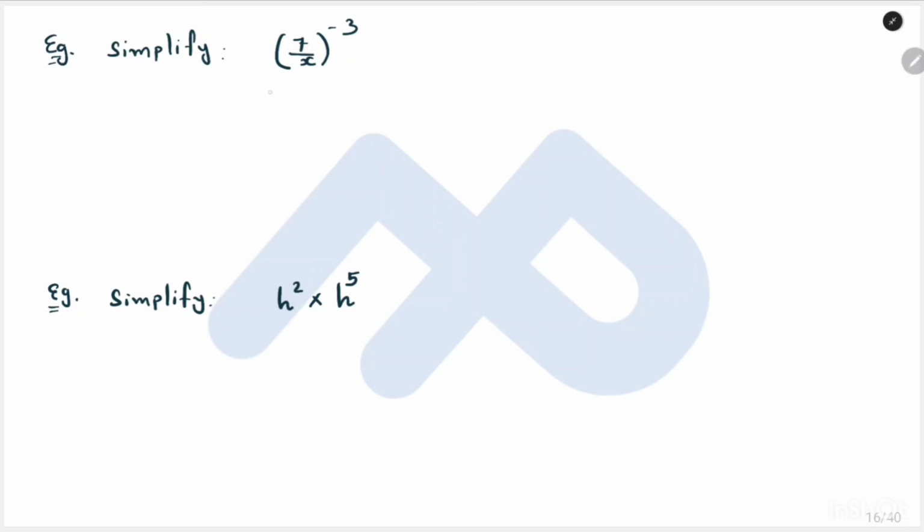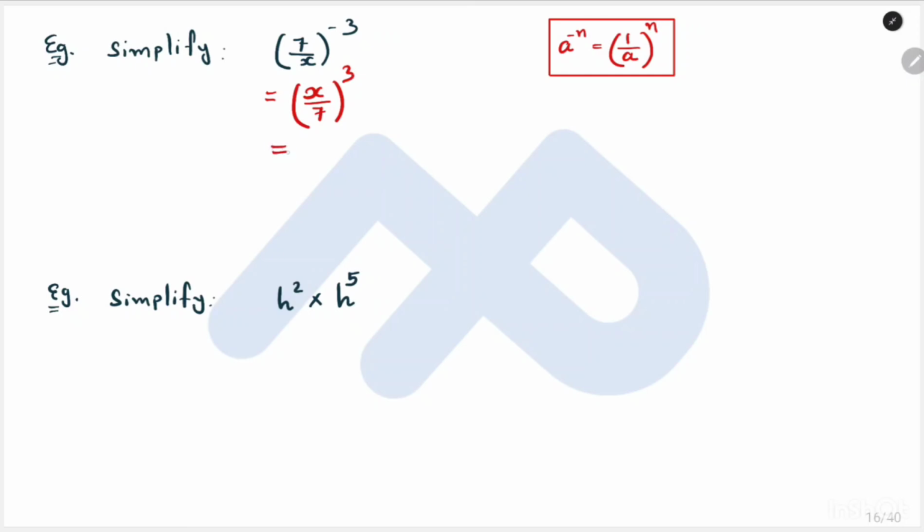Let's see. First of all, if there is a negative power, we can make it positive by applying that identity that a raised to negative n can be written as 1 upon a to the power n. So to make the index positive, you can reciprocate the base. Similarly, 7 by x raised to minus 3, you can make it x by 7 to the power positive 3. I just reciprocated 7 by x as x by 7.